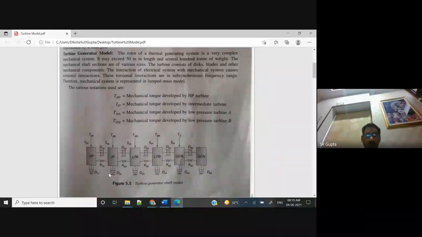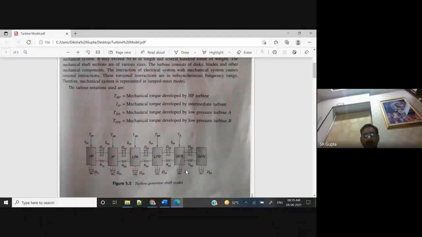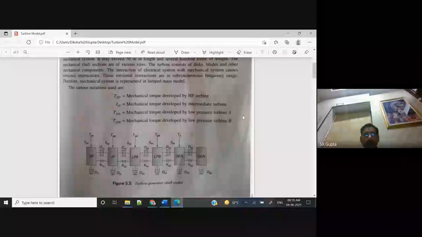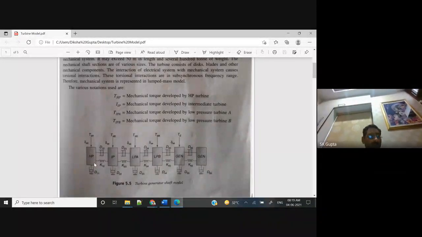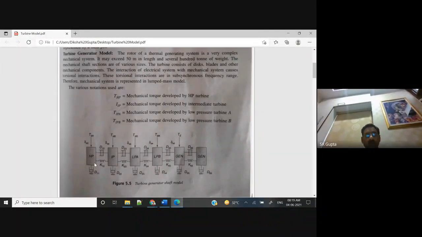As I described, there are inter area oscillations, inter plant oscillations, and intra plant oscillations. Within the plant itself, one part may oscillate against another, the whole turbine system may oscillate against the generator, and the whole power plant may oscillate against the electrical system. In this way there are various types of oscillation. To understand those oscillations, we have to model each component separately.